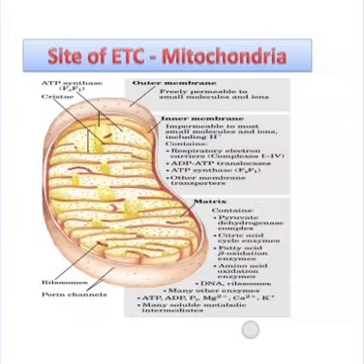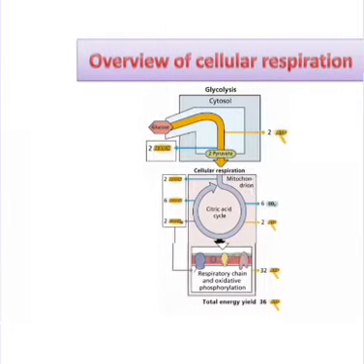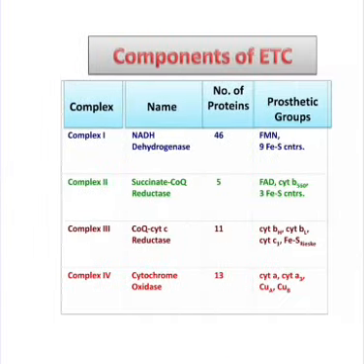Mitochondria is the site of the electron transport chain, and this is the structure of mitochondria. Components of the electron transport chain. First, complex number 1. Complex 1 is named NADH dehydrogenase, and it has a total of 46 proteins, and it has FMN and 9 FeS centers.